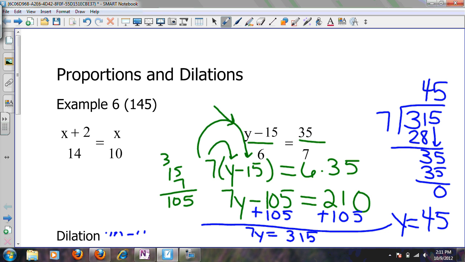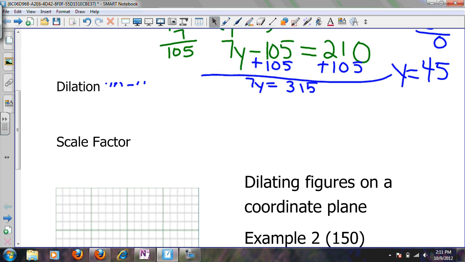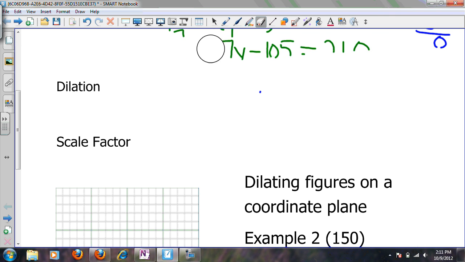We could go back in and replace 45 minus 15 equals 30. 30 divided by 6 is 5. Is 35 divided by 7 5? It is. Then we know that our equation for y equals 45 is correct. Moving on, we're going to continue to use some proportions and do some dilations with similar figures.